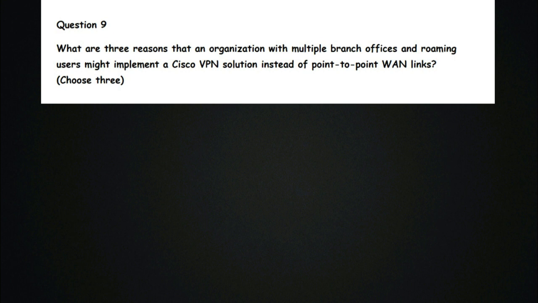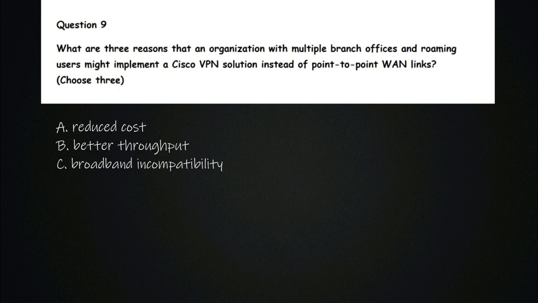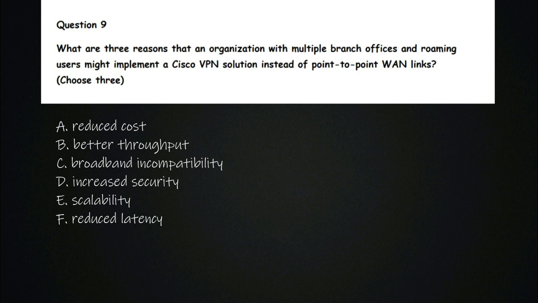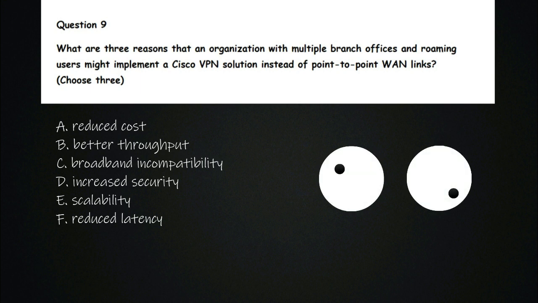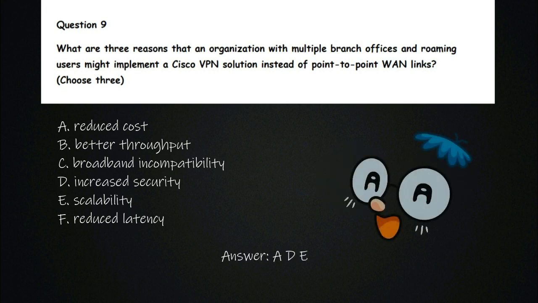Question 9. What are 3 reasons that an organization with multiple branch offices and roaming users might implement a Cisco VPN solution instead of point-to-point WAN links? Choose 3. A. Reduced cost. B. Better throughput. C. Broadband incompatibility. D. Increased security. E. Scalability. F. Reduced latency. Answer is A, D, E.